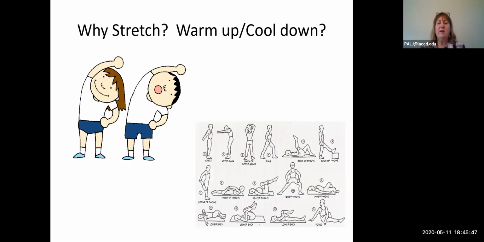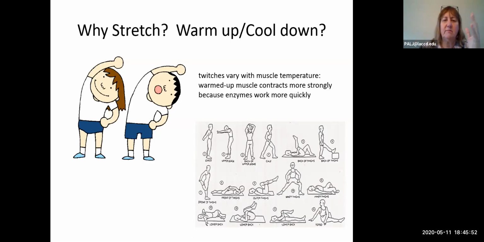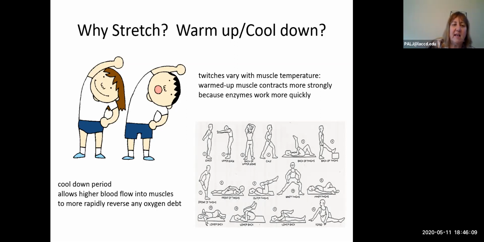So let's put everything together we've talked about. Why do we stretch? Why do we warm up? Why do we cool down? If you recall, the twitches vary with muscle temperature. We talked about the Treppe staircase effect. So if you have warmed up your muscle, it's going to contract more strongly because those enzymes can work more quickly. Okay. And then post-exercise, that cool down period is to allow higher blood flow into the muscle more than what you are exercising so that you have a faster reversal of your oxygen debt.